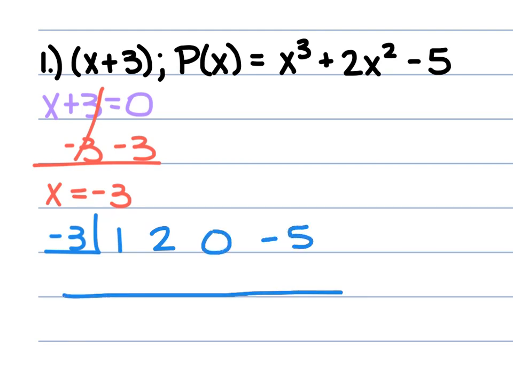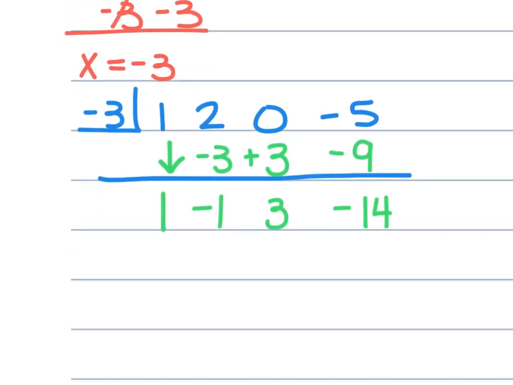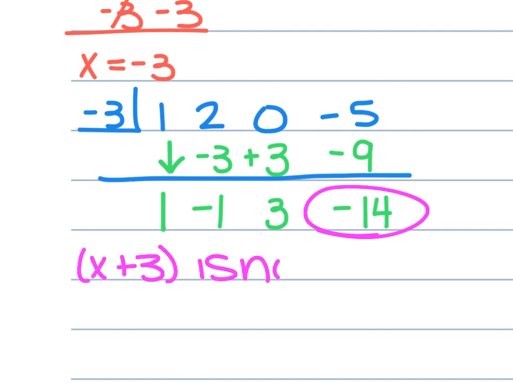We're going to bring down that 1. We're going to have negative 3 times 1 is negative 3. Subtract that with the 2. We're left with a negative 1. Negative 1 times negative 3 is 3. Add that with the 0. We get 3. 3 times negative 3 is negative 9. And negative 5 plus negative 9 is negative 14. So because our remainder is not 0, that x plus 3 is not a factor.